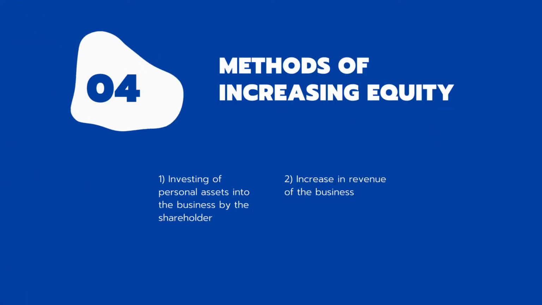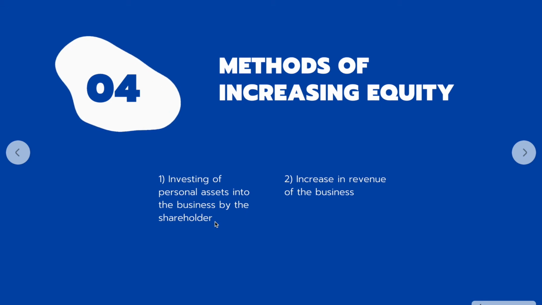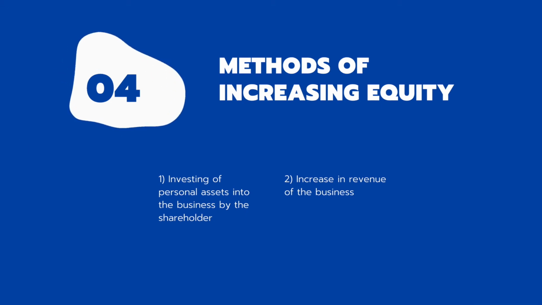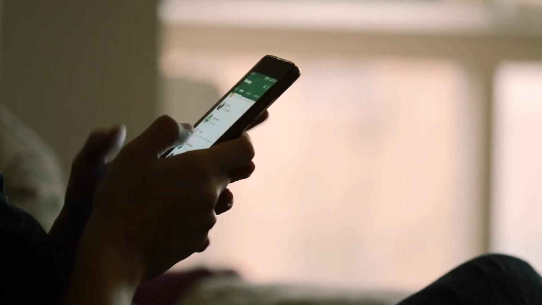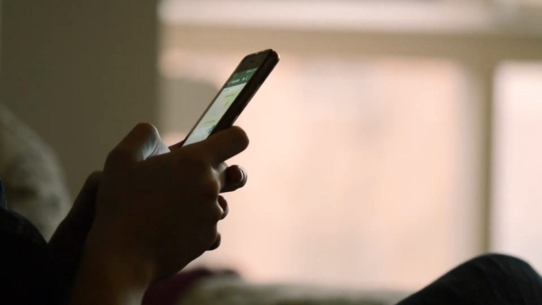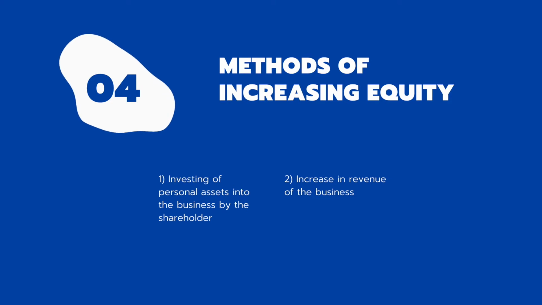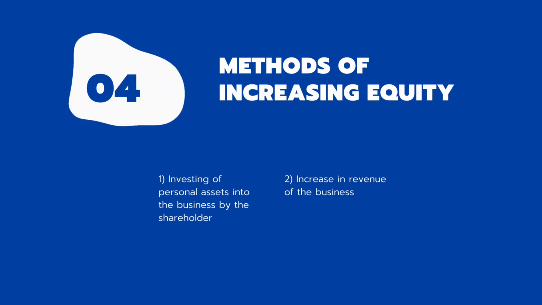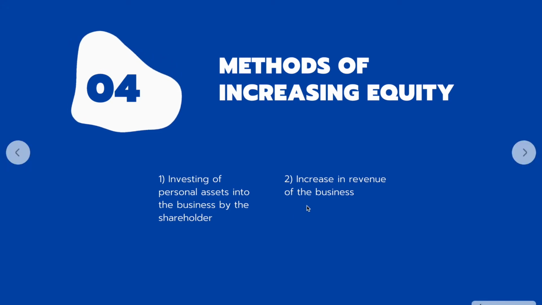Now, equity is always fluctuating, so let's look at the methods of increasing equity. To summarize, equity would mean investing your personal assets into the business. If you'd like to increase equity, you invest more of your personal assets into the business. It need not just mean cash, it could also be any equipment. The second method of increasing equity would be a total increase in the revenue of the business. Now let's look at this once again.